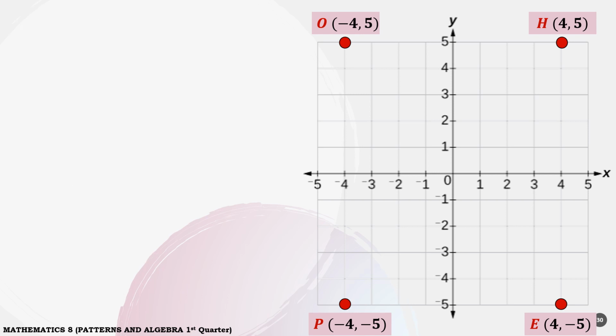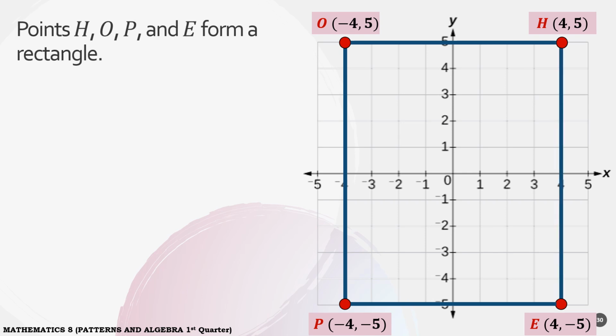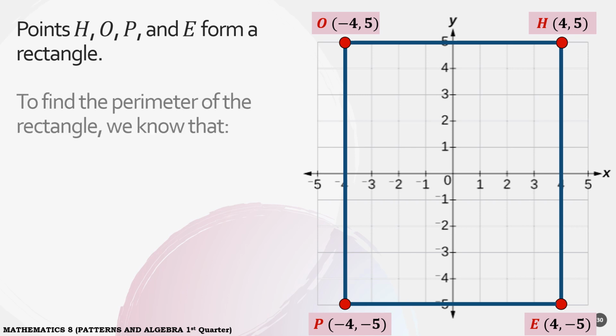Now that we were able to plot the points on the Cartesian plane, we will now connect adjacent vertices. We see that the points H, O, P, and E form a rectangle. In our problem, we are asked to find the perimeter of the rectangle, of the formed quadrilateral. To find the perimeter of a rectangle, we know that the formula is P = 2L + 2W. L means length, and W is for the width. Note that each interval in the Cartesian plane represents 1 unit of measure.